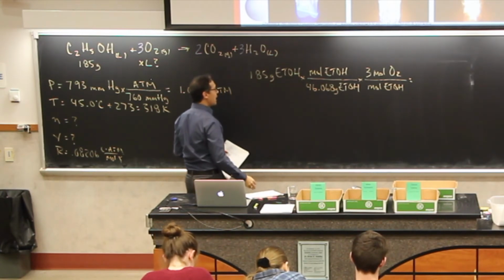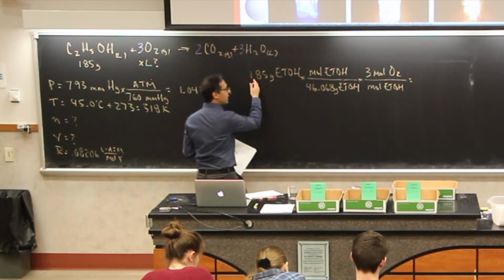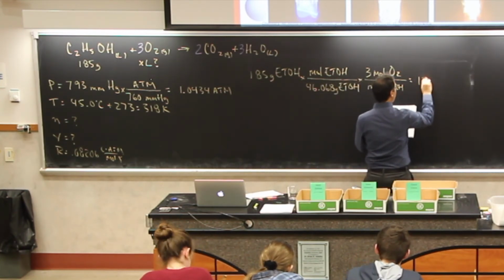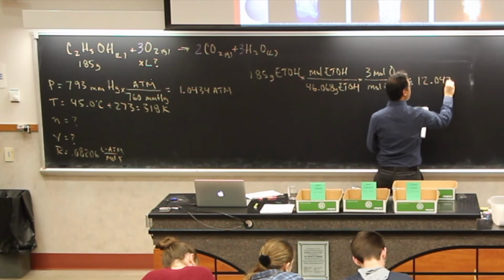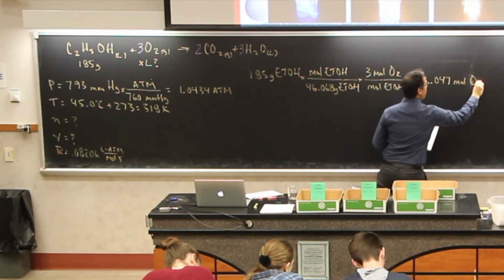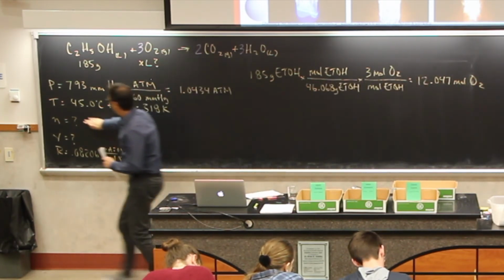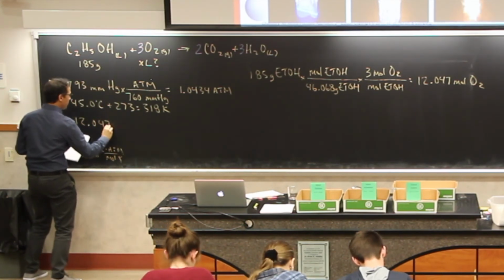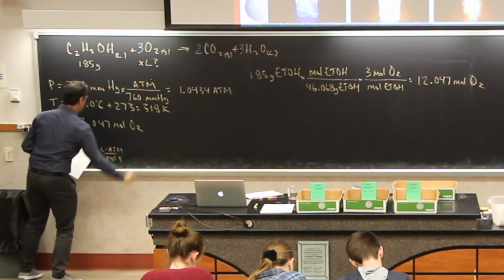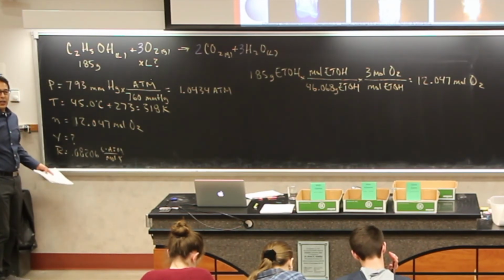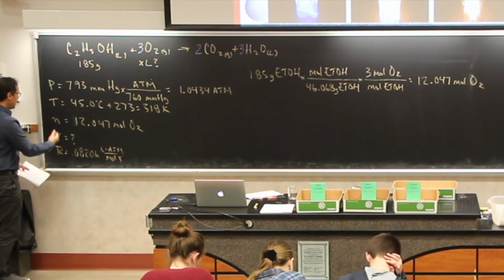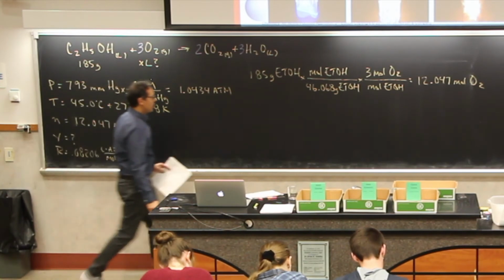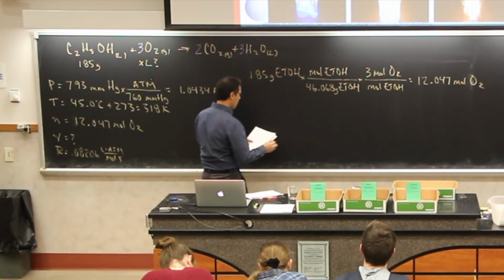So if I do the math on this, it's 185 times 3 divided by 46. I have 12.047 moles of oxygen. And so now, really, I just need to put this into the ideal gas law and solve for volume. So I take my ideal gas law, rearrange it, solve for volume.